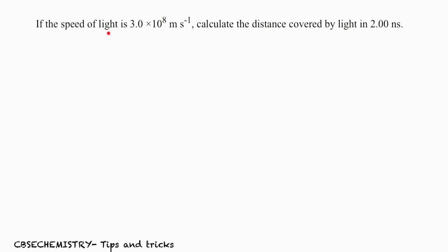If the speed of light is 3 into 10 raised to 8 meter per second, calculate the distance covered by light in 2 nanoseconds. See, this question is a straight question. You know the equation for distance is what? Equation for distance is equal to speed into time, correct?